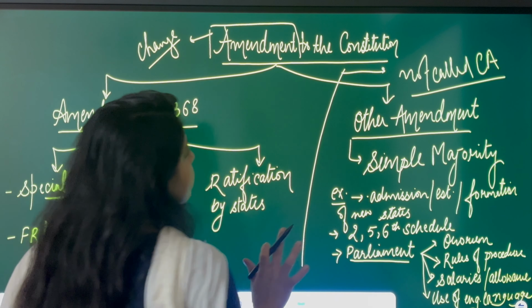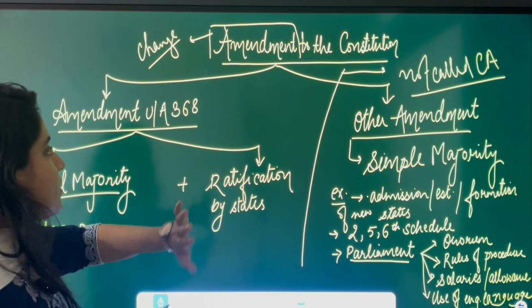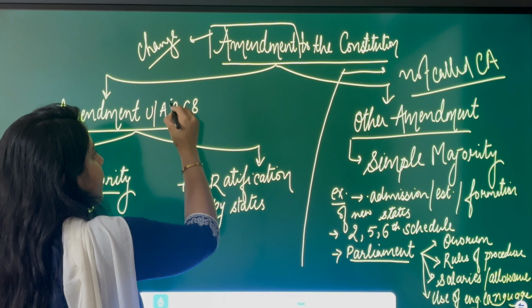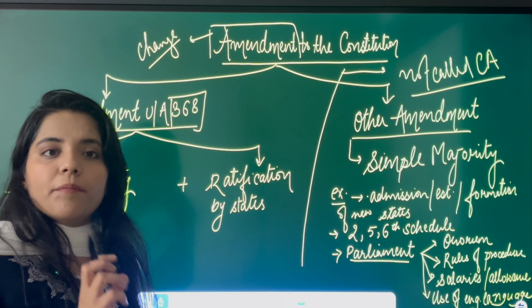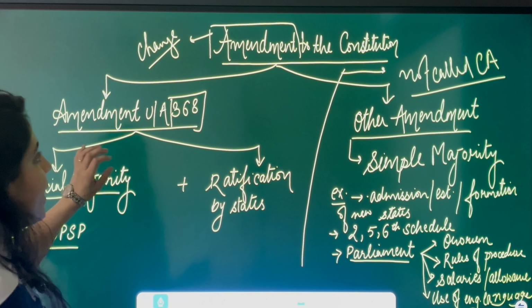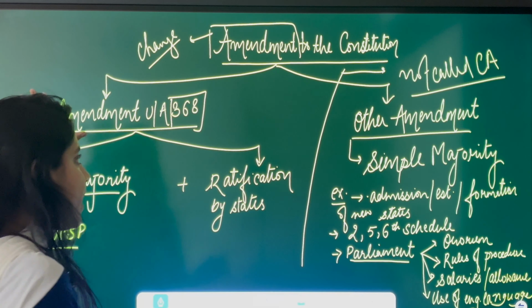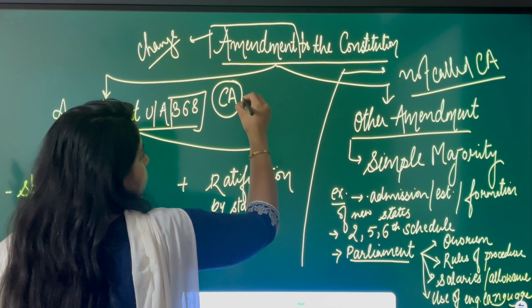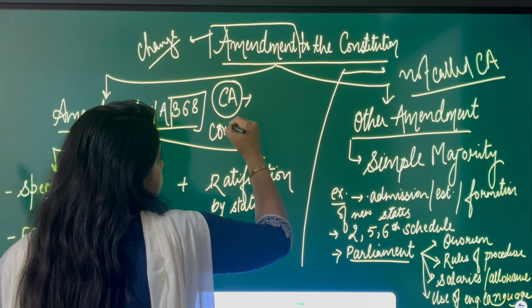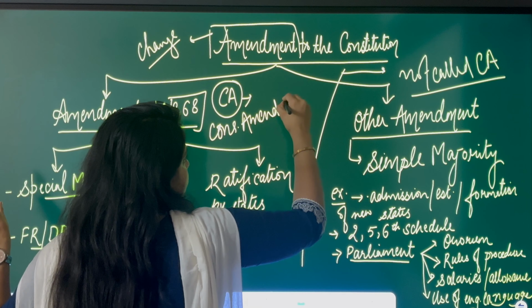However, when it comes to the amendment which are made under Article 368 of the Indian Constitution, Article 368 deals with the power of Parliament to amend the Constitution. Any amendment which is made under the ambit of 368 is referred to as constitutional amendment, and thus the bill or the act is referred to as Constitutional Amendment Act.